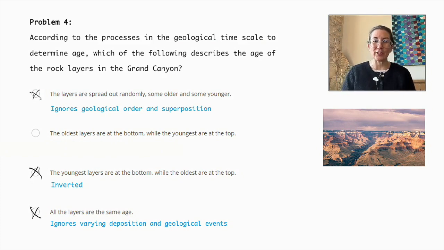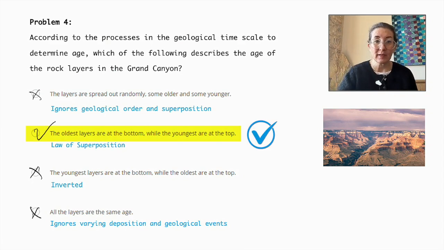The correct answer here is the oldest layers are at the bottom while the youngest are at the top, aligning with the principle of superposition and helping geologists understand the Earth's geological history. I trust I was able to clarify the types of questions you will find about the subtopic of Earth and space science for the Praxis 5436 exam.